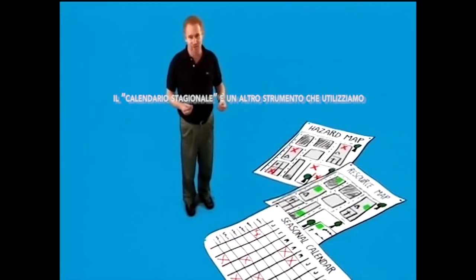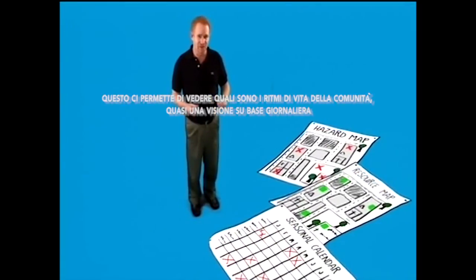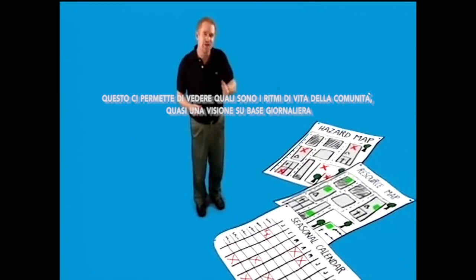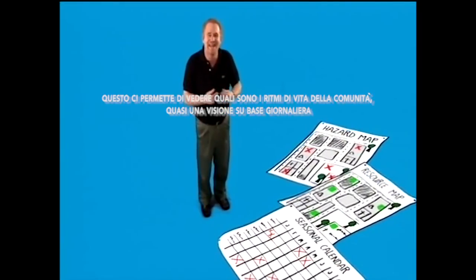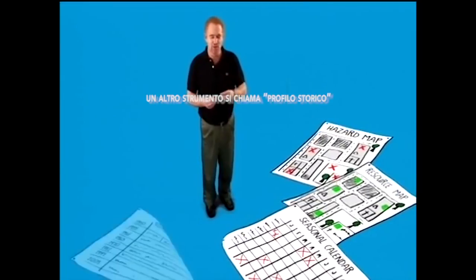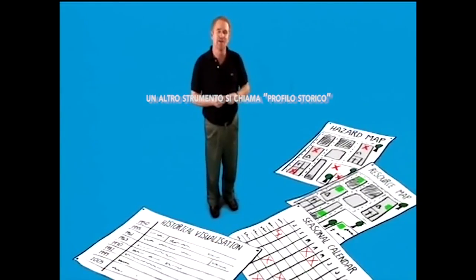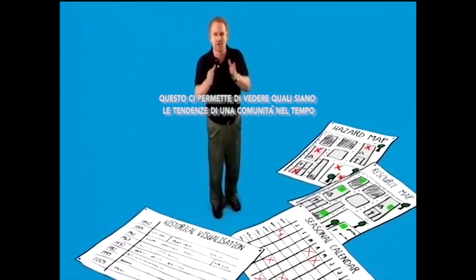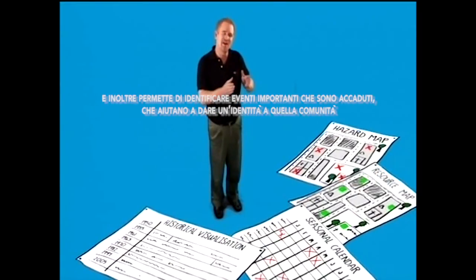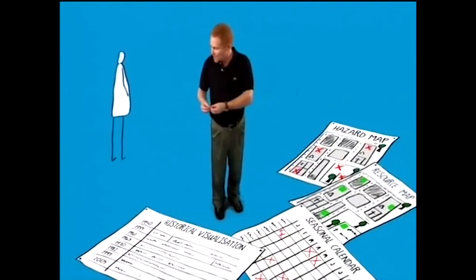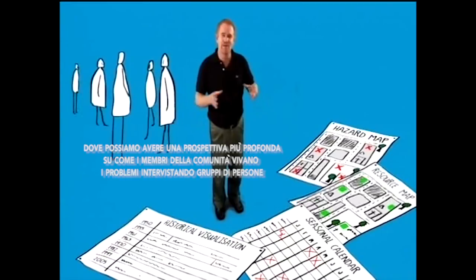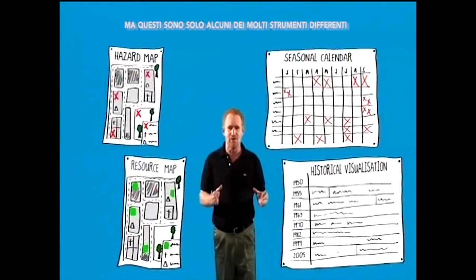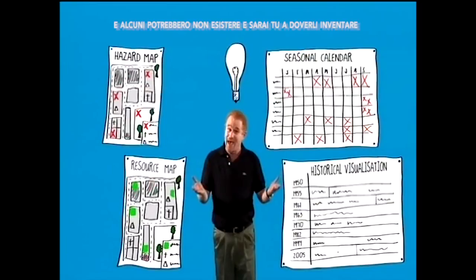Seasonal calendars are another tool that we use. And what seasonal calendars allow is that we can see what the rhythm of community life is, kind of a day-to-day way that people live. Another tool is called historical visualization. This lets us see what trends are over time in the community, and it also identifies major events that have happened that help to give identity to that community. Another tool is focus groups, where we bring people together and we can get a deeper perspective of how community people view problems. But these are just a few of many different tools. And some of those tools don't exist, and you may have to invent them.